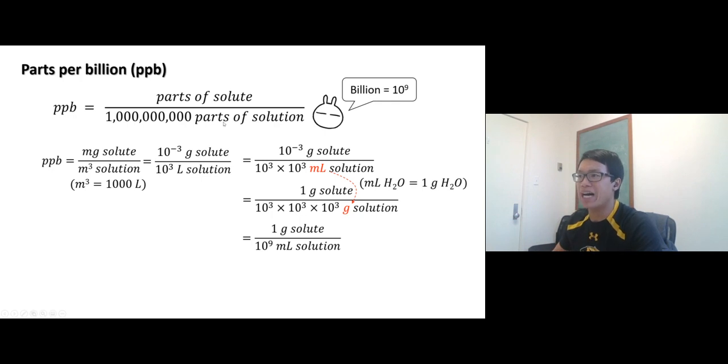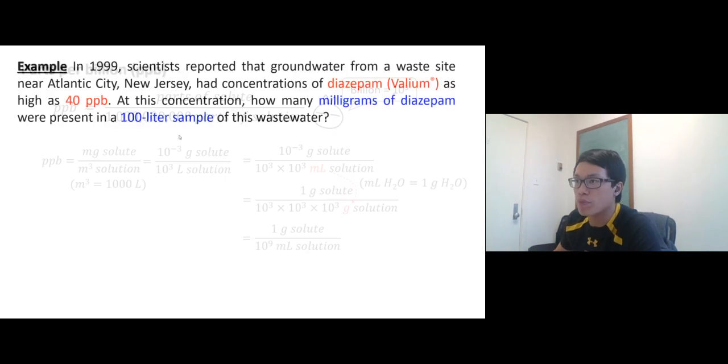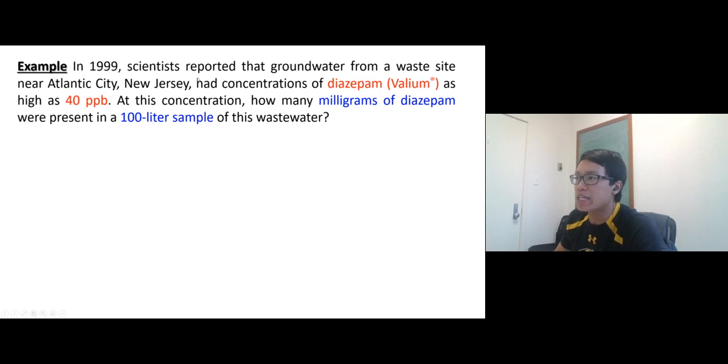In the problem, you're going to see it later. I don't memorize any formula, any unit, but all I do is just convert from one unit to another. I know what unit I want, I just convert it. I'll show you right here. In 1999, scientists reported that groundwater from a west side in Atlantic City, New Jersey, had a concentration of diazepam, which is medicine, as high as 40 ppb. At this concentration, how many milligrams of this medicine were present in a 100 liter sample of this wastewater?